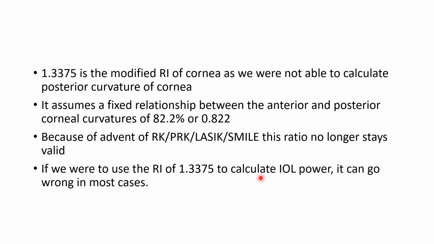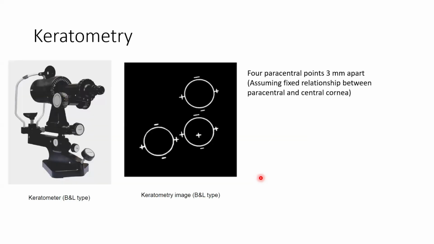So 1.3375 is the modified refractive index of the cornea, as we were not able to calculate the posterior curvature of the cornea. It assumes that there is a fixed relationship between the anterior and posterior corneal curvatures, and the ratio is 82.2% or 0.822. Because of the advent of various laser vision correction procedures, this ratio no longer stays valid. If we were to use the refractive index of 1.3375 to calculate IOL powers, it can go horribly wrong in most cases.